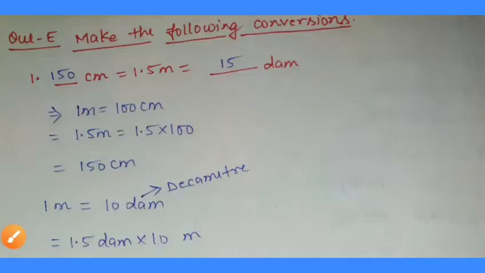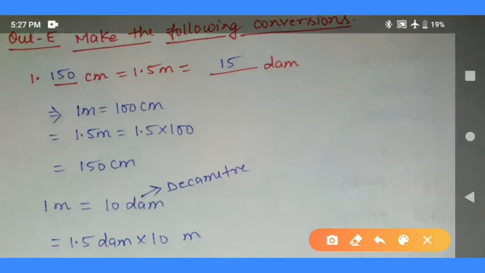Question number E. Make the following conversions. First, 150 centimeter is equal to 1.5 meter. So the question is written in red color and answers are written in blue color. Okay, so dash is equal to 1.5 meter, dash is equal to dam. Dam means decameter. So here the answer will be 150 centimeter and 15 decameter.